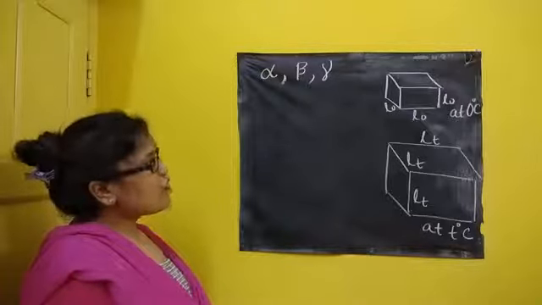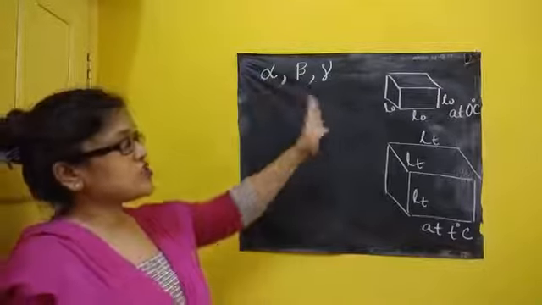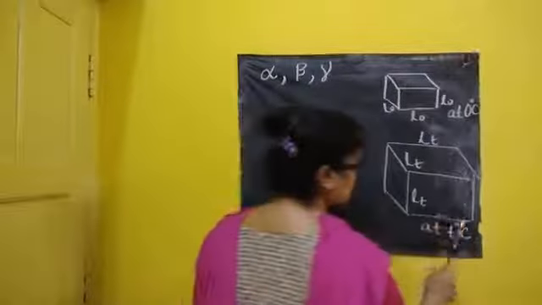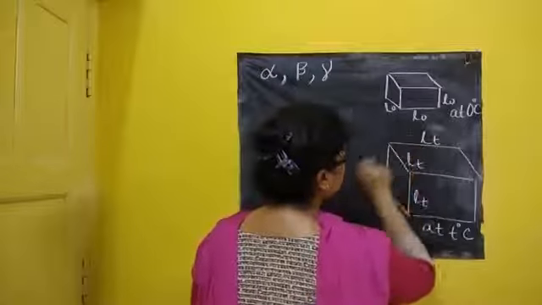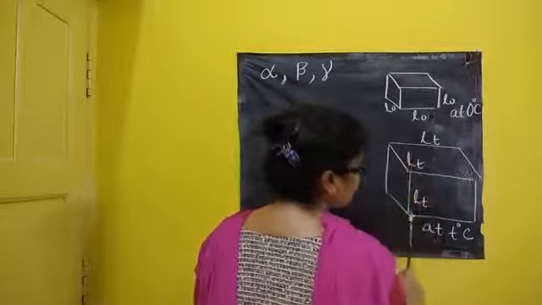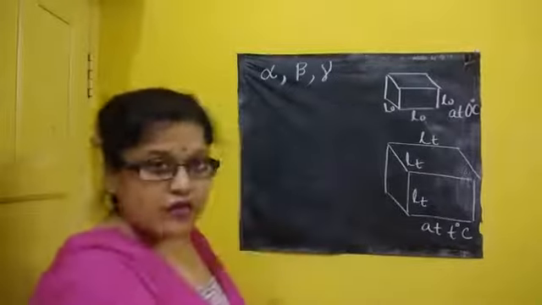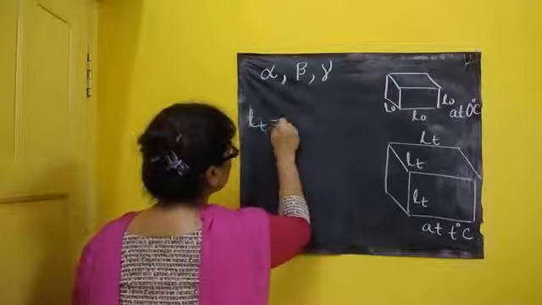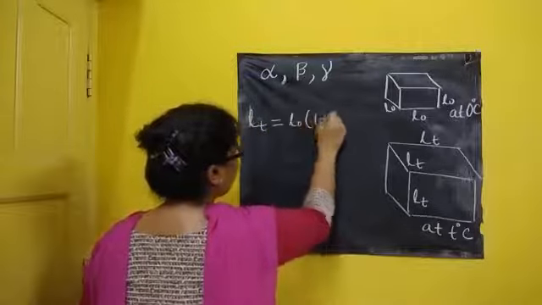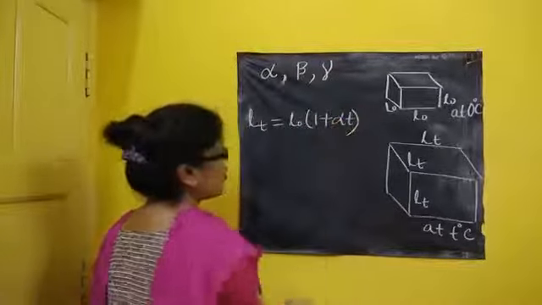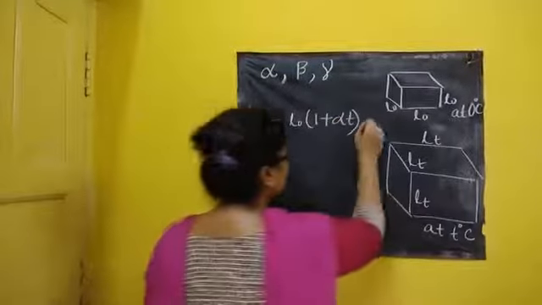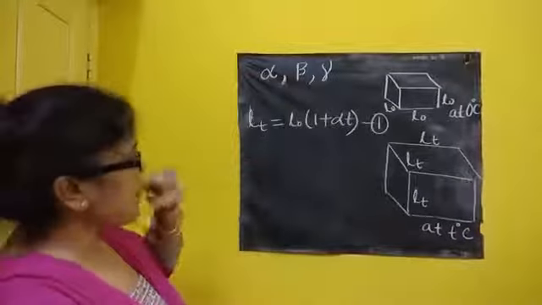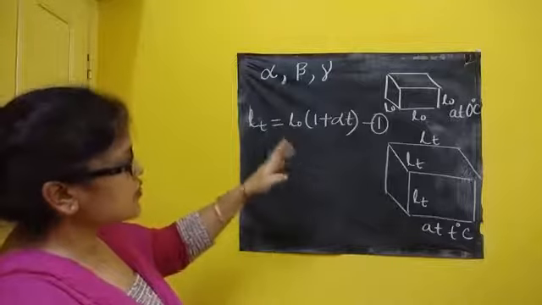So first of all, what will be the change in length if I am considering only the linear dimension? Suppose I consider this portion. L0 was the initial length, LT is the final length. So LT will be equal to L0 (1 plus alpha t). Give it equation number 1. This much knowledge we already have, no problem. Where L0 is the initial length, LT is the final length, and alpha is the linear expansion coefficient.